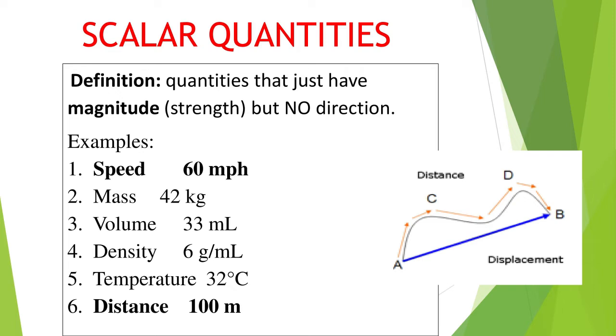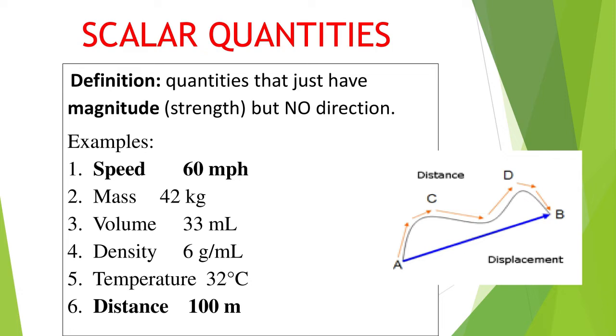So here you can see there is a scalar quantity definition. It means a quantity which deals with the magnitude only, but there is no direction. The examples of scalar quantity: the first one is speed. Okay, before we talk about speed, we will talk about mass. You know that we have a mass of maybe 40 kilograms, 42 kilograms. So if I say the mass is 42 kilograms, we are not going to talk about in which direction the mass is acting.